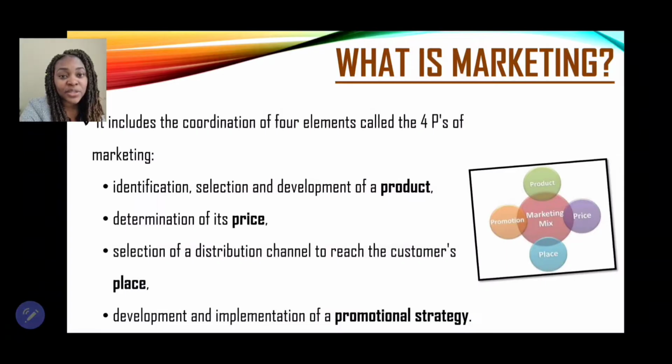Now, marketing includes the coordination of 4 elements called the 4 P's of marketing: identification, selection, and development of a product, determination of its price, selection of a distribution channel to reach the customer's place, and also development and implementation of a promotional strategy, right? So we speak of the 4 P's. So marketing includes the coordination of these 4 P's, and they are product, price, place, and also promotional strategy.